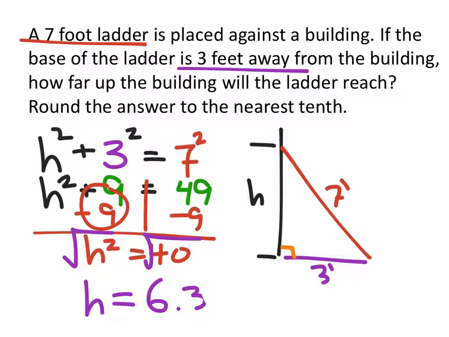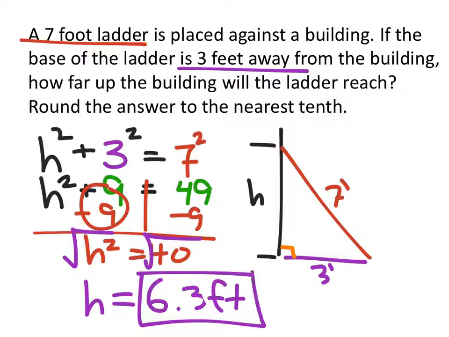But again, don't forget to label this. It's going to be in feet on this one. So the height of this, or the ladder, will go as high on the building as 6.3 feet, at least when it is 3 feet away, when the base of it is 3 feet away from the building.